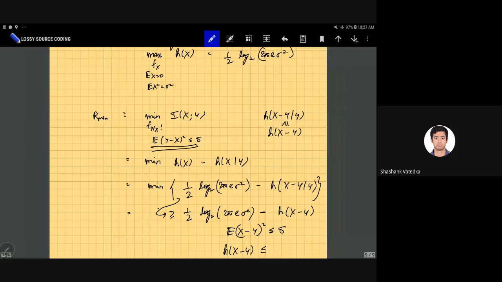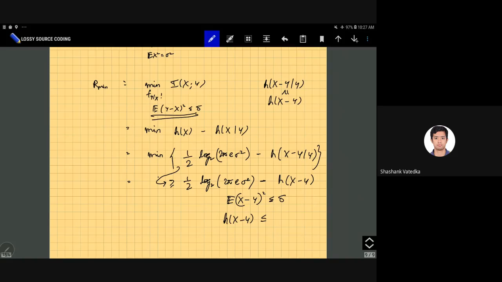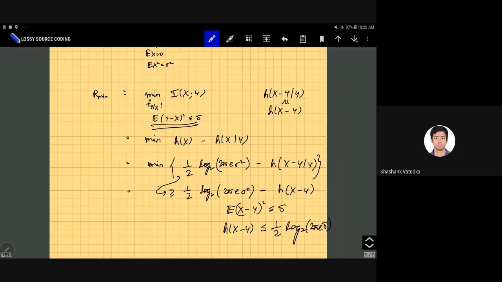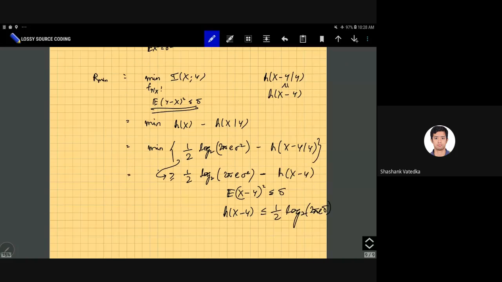Right. So you know that the variance of x minus y is less than or equal to delta, and among all possible densities such that the mean is zero and variance is at most delta, the differential entropy is at most half log 2 pi e delta. Sorry, it's half log 2 pi e delta. Right? So the differential entropy is upper bounded by this.